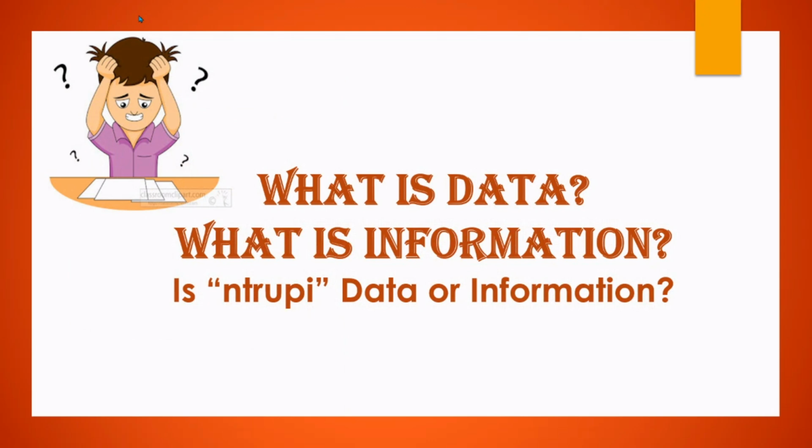So, this right there, NTRUPI, does it make sense? Is it useful? Can we find this in the dictionary? Does it have a meaning? I don't think so. So hence we could not classify it as information. It would have to be data because it seems as though it is raw text that has no meaning and it needs to be organized.